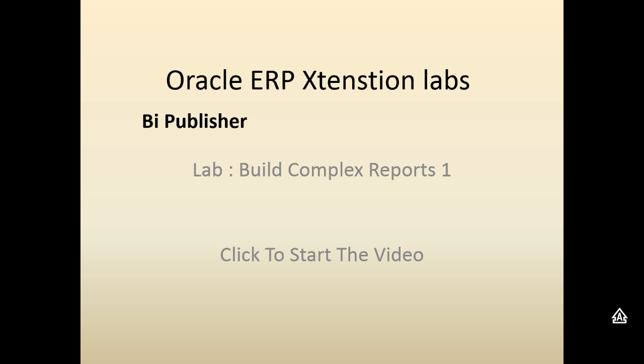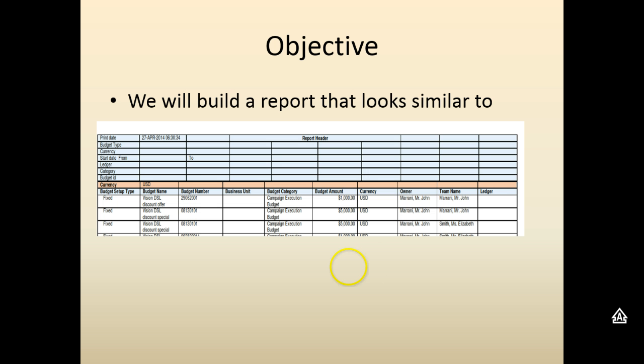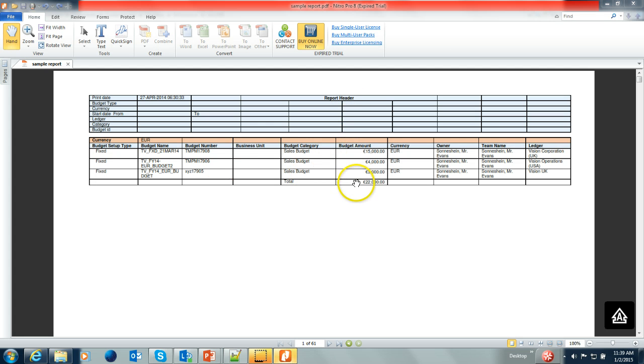In this lab, we are going to build a complex report. The report is going to look something like this. It has a header and a body. It has a header, a footer, and a total that shows the total amount. You can see the report is by currency.